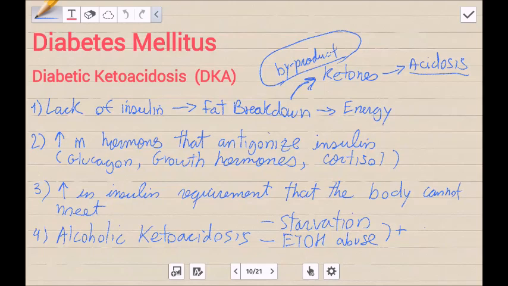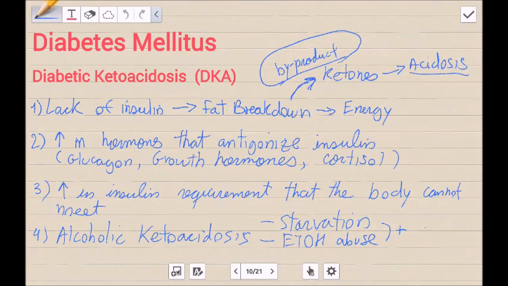Because the body is being starved of energy due to the fact that it cannot push sugar inside the cells to use it properly, it will have an increased requirement for insulin, because as the body goes on, more and more cells become starved, and therefore you need more and more insulin in order to maintain the function of more and more cells. Therefore, the insulin requirement of the body goes up, and it cannot be met by the body.